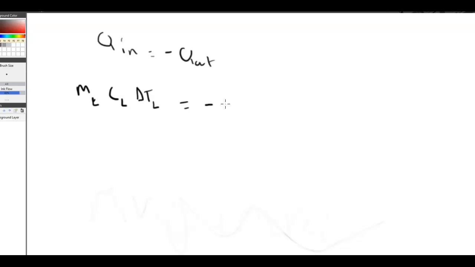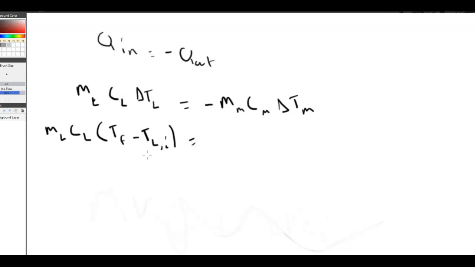So minus Q out, I'm going to expand that out as M metal, C metal, delta T metal. And really, I'm going to expand it out just a little bit more based off what I'm given. Delta T L is the change in temperature of the liquid. I can actually write that as T final minus T L I. Remember, delta T is final minus initial temperature. They both have the same final temperature. So minus M metal, C metal, and I'm going to do the same thing over here. That's going to be T final minus T M initial.